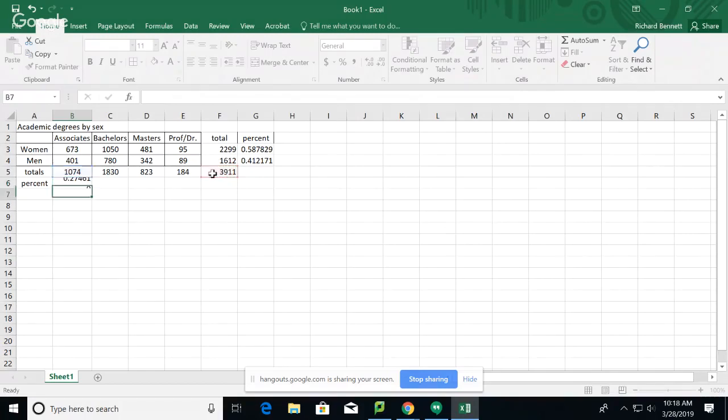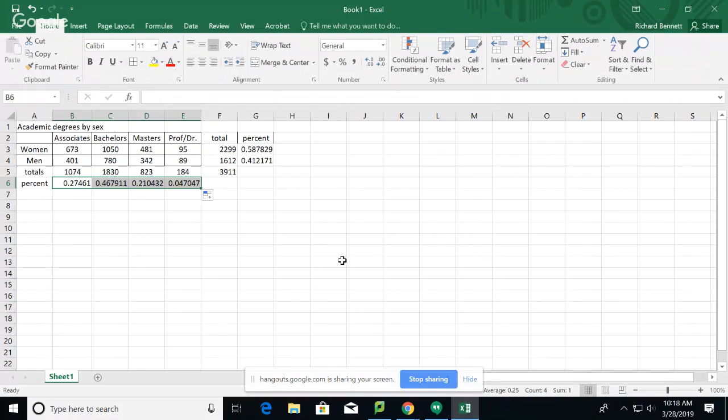Okay? Now, when I copy this to the right, we can see here. Now, what should these percents add up to? 100. Hopefully they'll add up to 100%. If I add up that row, it's 100%. And if I add up this column, it's 100%. So that's one way you can check yourself.